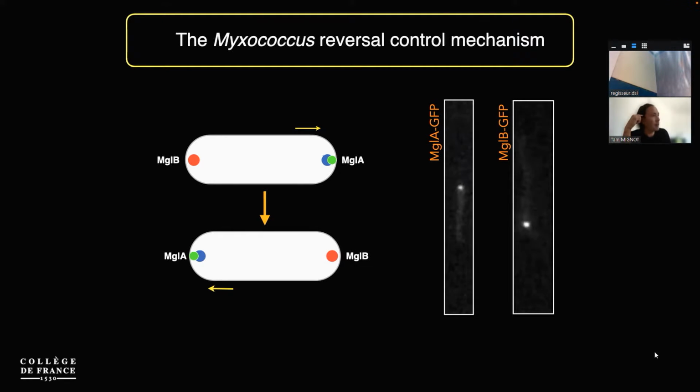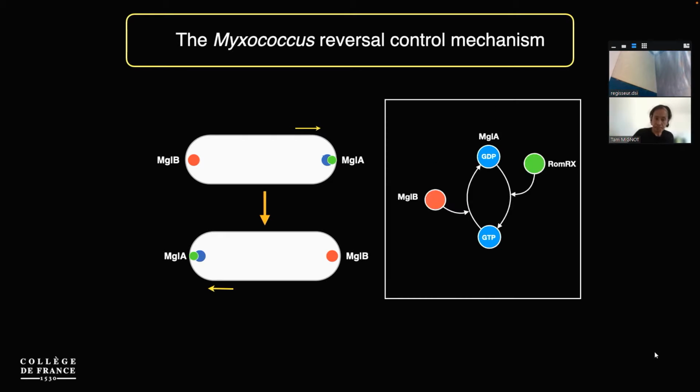A bit more molecular detail: these proteins are molecular switches, the type of which you have all heard about. In fact, the MglA protein is a bacterial Ras-like GTPase that becomes active when it's bound to GTP. And its guanine nucleotide exchange factor turns out to be the RomR protein, which, localizing at the front, loads MglA in the GTP active state, allowing it to activate the motility complex.